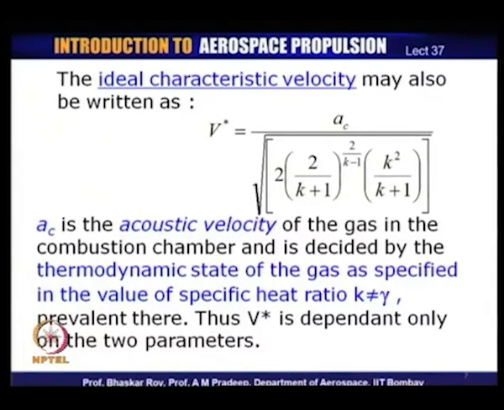So, the ideal characteristic velocity, or what can be called the first cut value of characteristic velocity, can be simply calculated from the basic specific heat ratio and the acoustic velocity of the gas in the combustion chamber. So, it is dependent only on two parameters from an idealistic point of view.